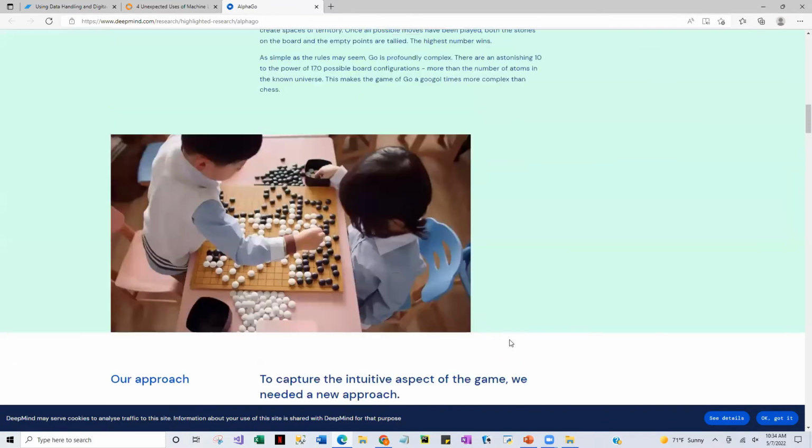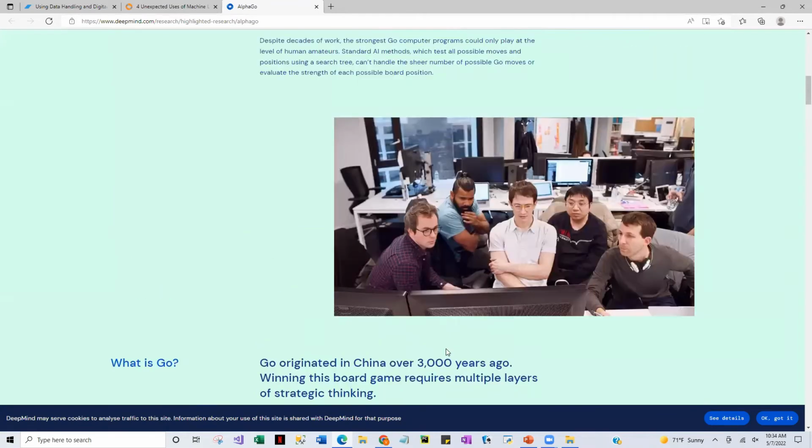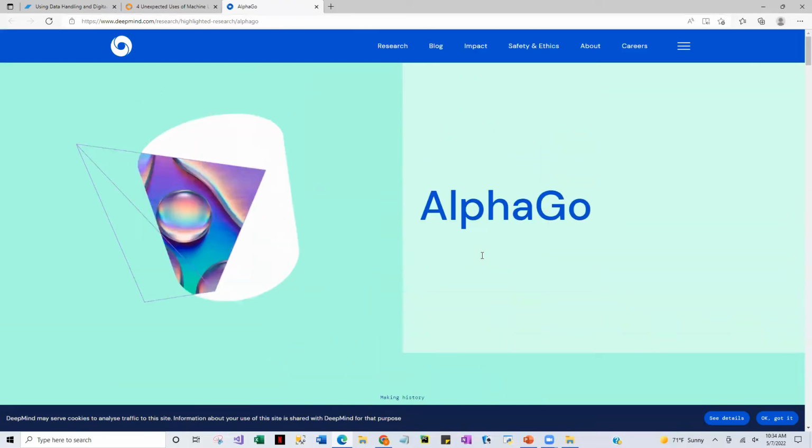And the deep learning algorithm is used here. So go ahead and read about it. It may give you more information about deep learning and what projects they have in deep learning.